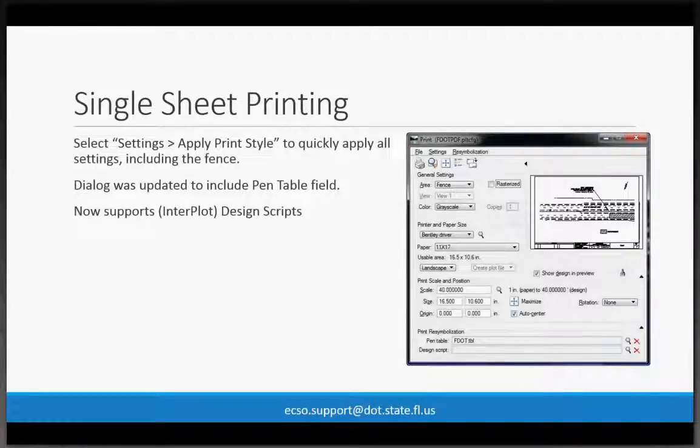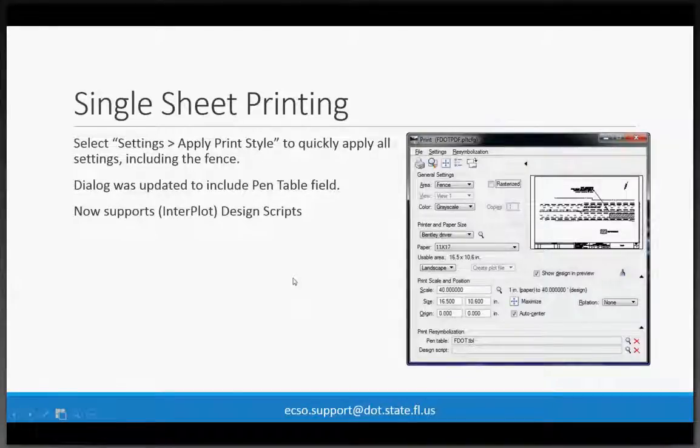There's been a couple other changes to the print dialog you might have noticed in Select Series 3. They've renamed the pen tables menu to resymbolization, and they've added a couple options in there for design scripts. Now, design scripts are the old InterPlot, iPlot scripts, similar to pen tables. So if you've got a history with InterPlot, then maybe you're more comfortable working with design scripts, and you could use those as well.